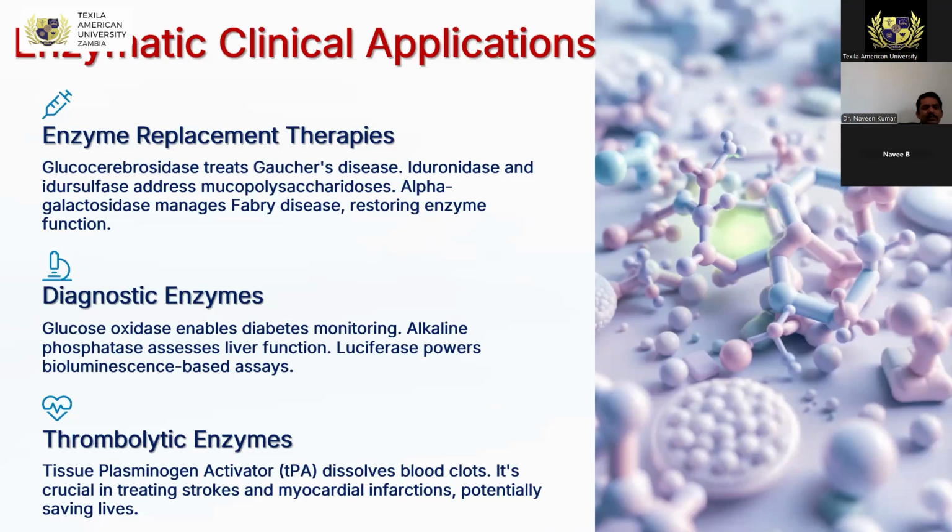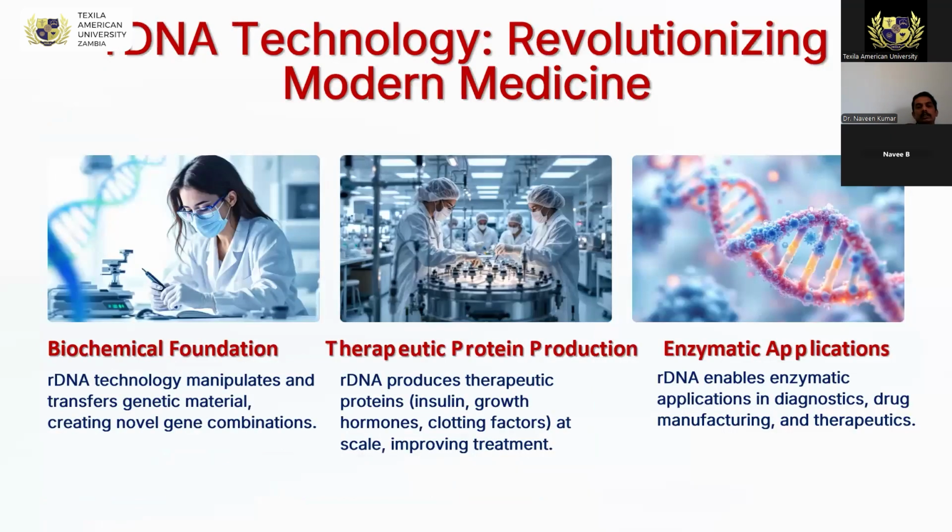Because of this rDNA technology, a lot of advances have been made which make life smooth. You need not go to a laboratory to check your blood glucose levels. In olden days you used to go and they needed to draw blood using syringes. And thrombolytic enzymes like tissue plasminogen activator dissolve blood clots. These are all results or achievements of recombinant DNA technology.